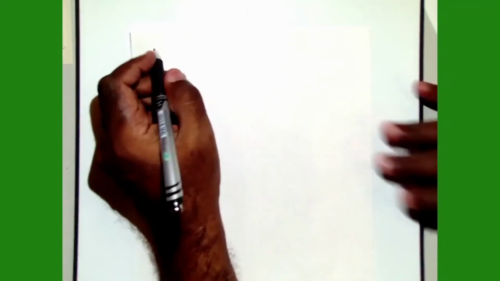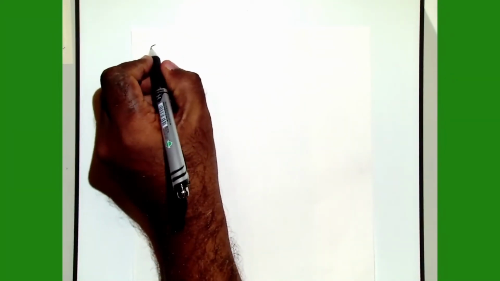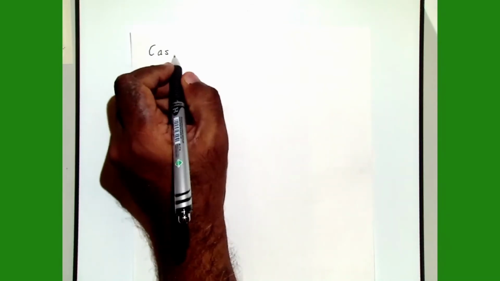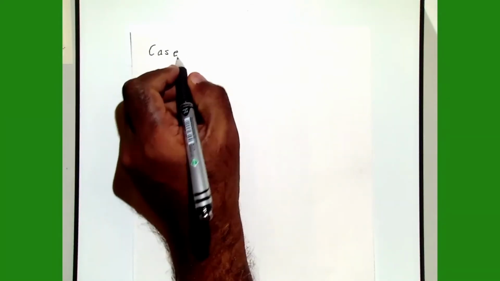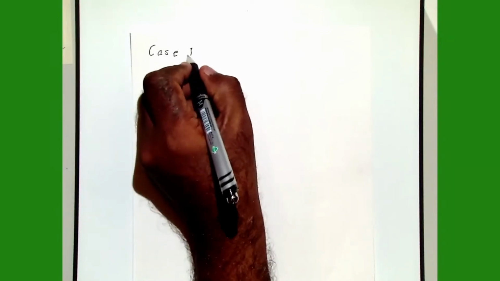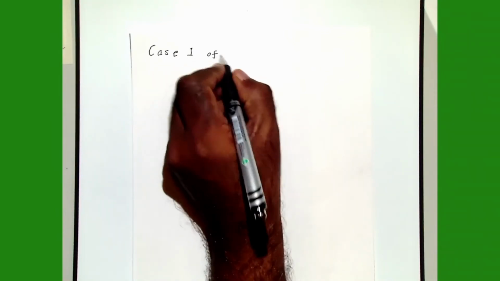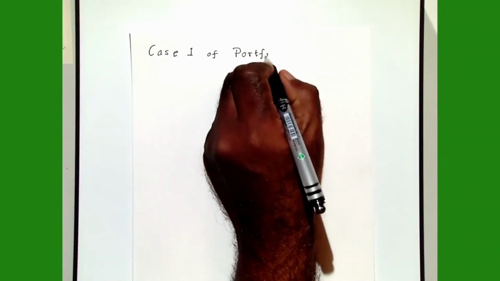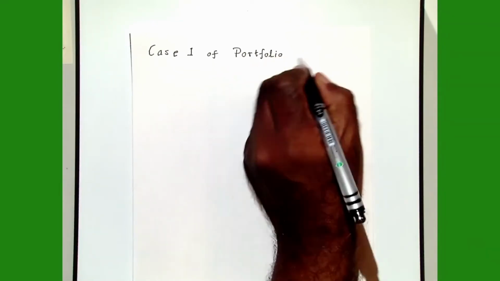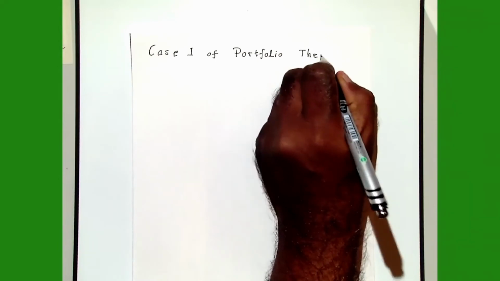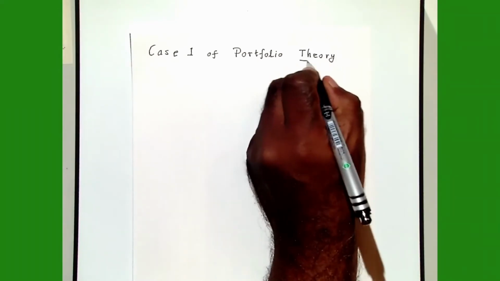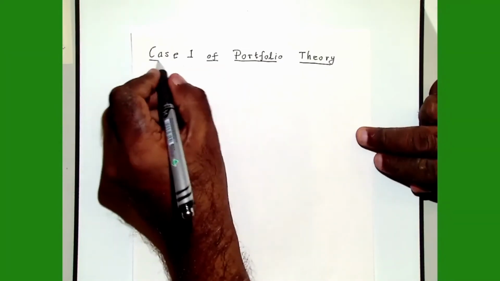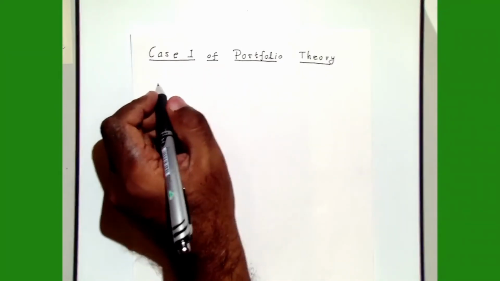So in this video I will talk about, remember in the previous video I said there are 6 possible cases to consider for portfolio theory. So in this case I will talk about case 1 of portfolio theory. Right, so this is the first of the 6 cases.